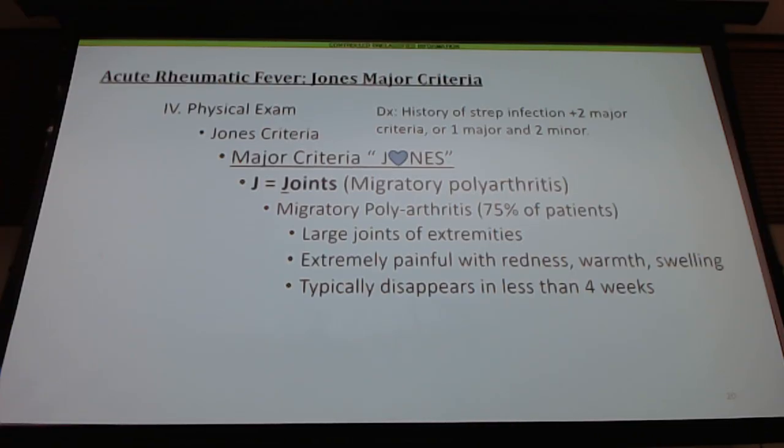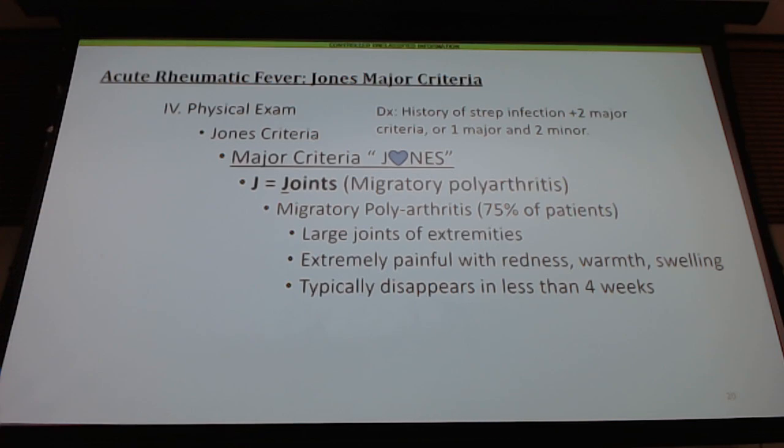Fortunately, if you take Jones and use that as a mnemonic, it actually tells you what the major criteria are. So J for Jones stands for joints. You have a migratory polyarthritis that typically affects the large joints. So it's not my little pinky joint that hurts. It's going to be elbows, knees, hips. That's where they're going to feel that migratory pain. And this is the most common symptom your patient with rheumatic fever is going to experience. About 75% of patients are going to have this.